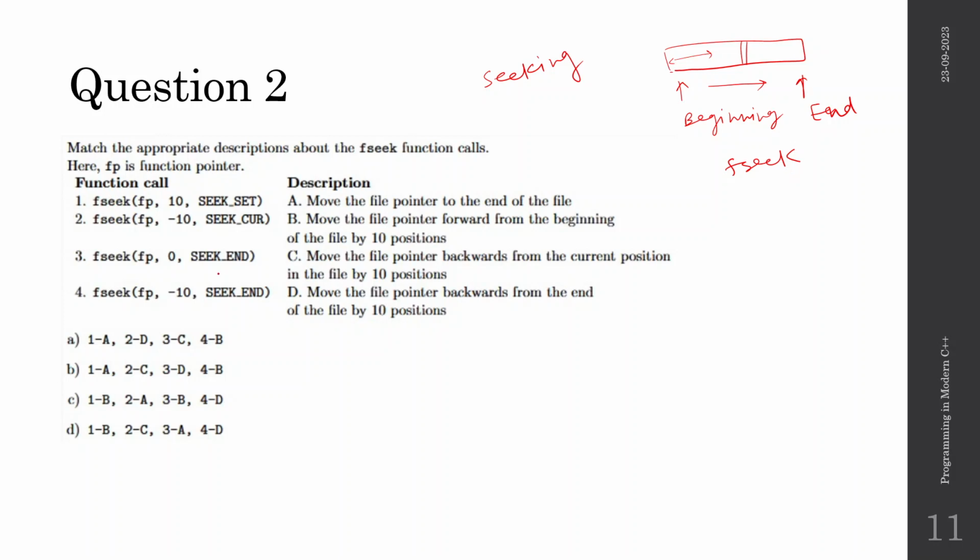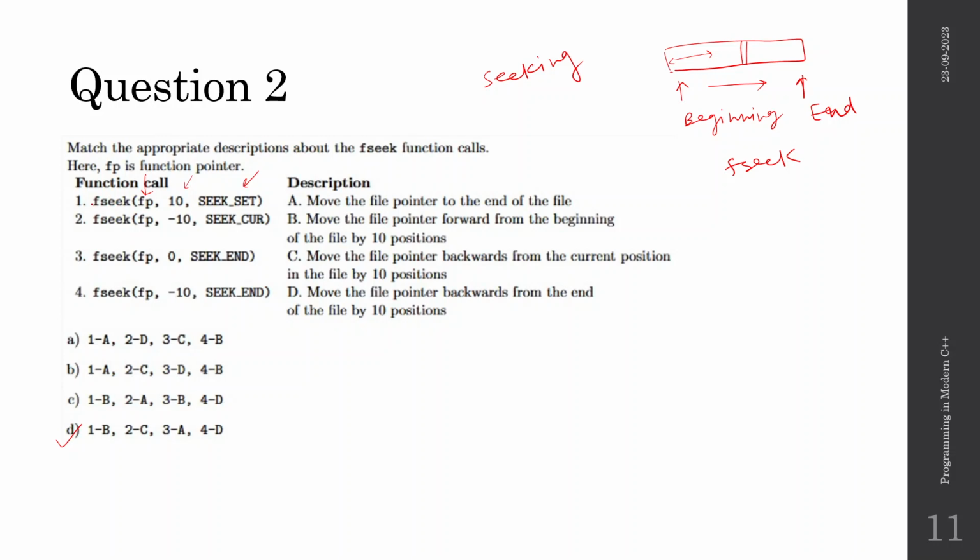So the call is pretty intuitive. We pass the file pointer, then we pass how many places to move, like which position to go, and finally we pass the reference point. So in reference to what: the beginning of the file, or the end of the file, or the current position that we specify using this. So in this case the correct answer is D.